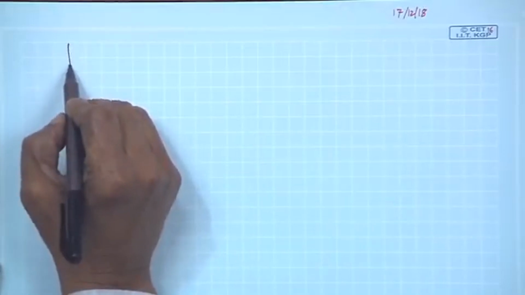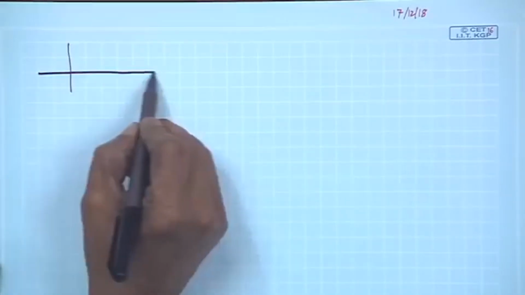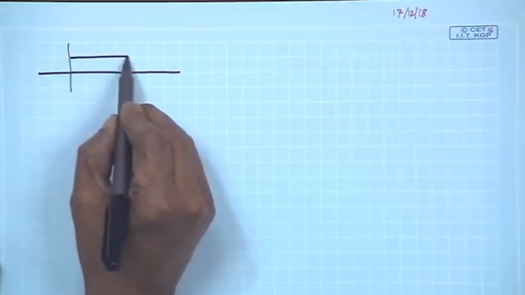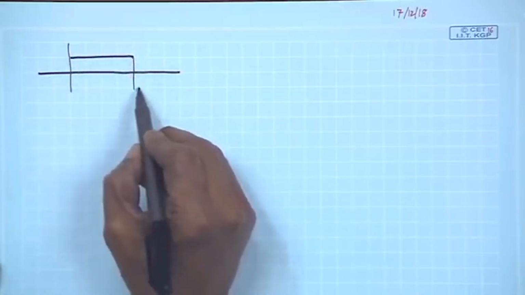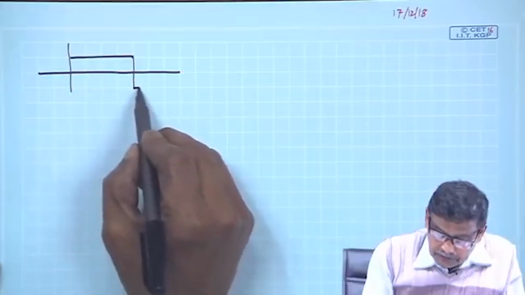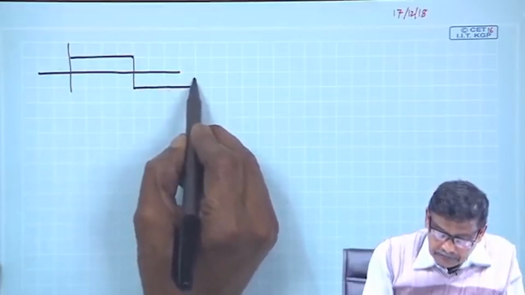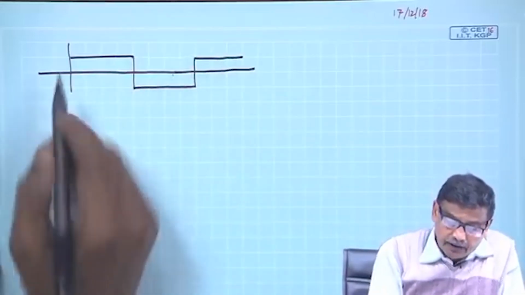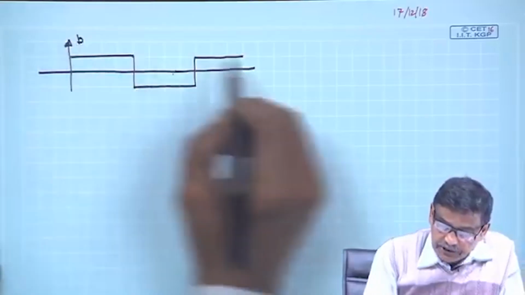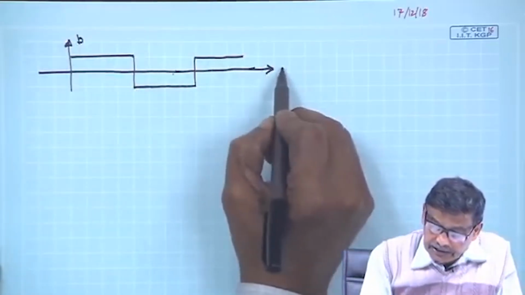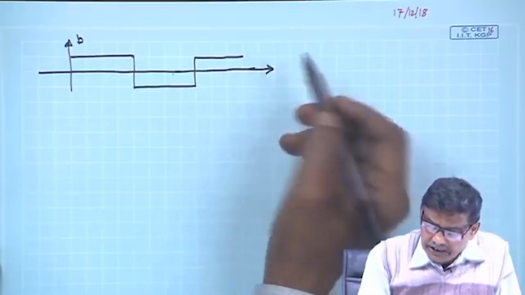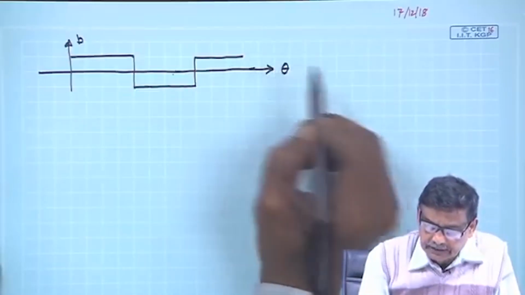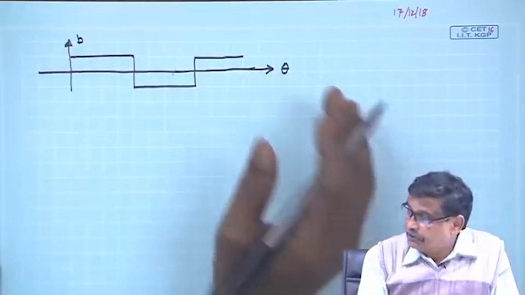Now, in my last class, just to quickly review, the B distribution in the air gap was something like this. This was the B distribution we obtained by a single coil. This is the spatial distribution of B. Mind you, this is distance, or if it is a rotating machine, better I write theta, the angular position.